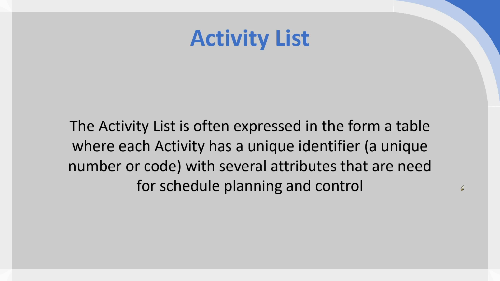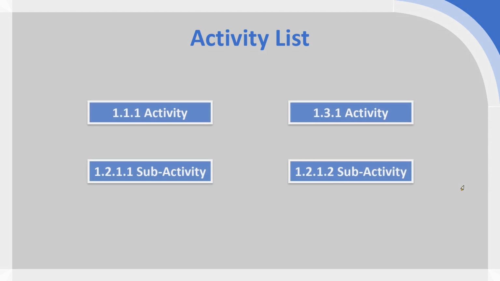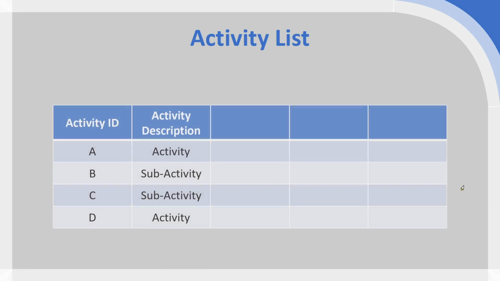Once we move on to other types of project management documentation, we're going to replace that hierarchical code with a simpler kind of unique number or code in order to identify that activity, along with several other attributes which are useful in schedule planning and control. So the first thing to do would be to assign this unique identifier and place it within a table.